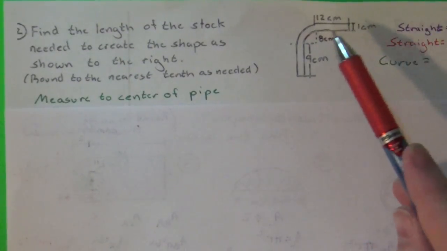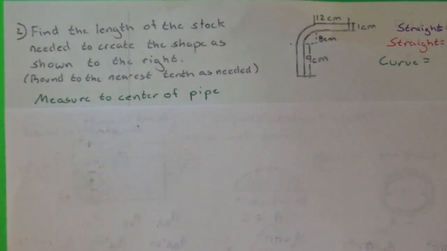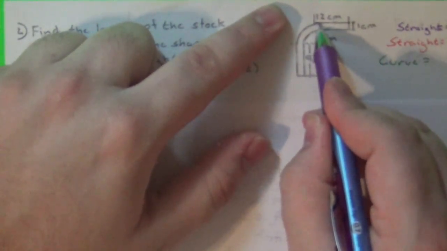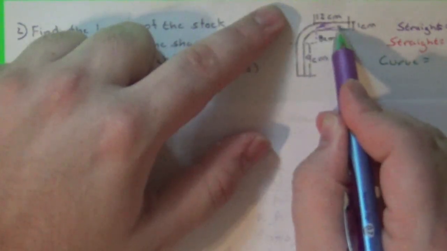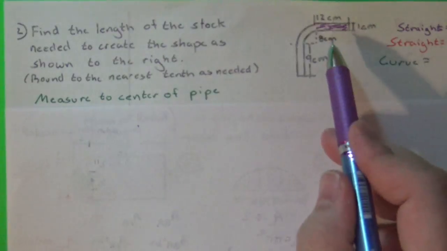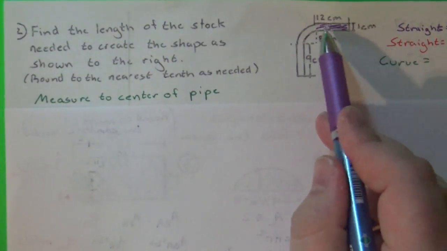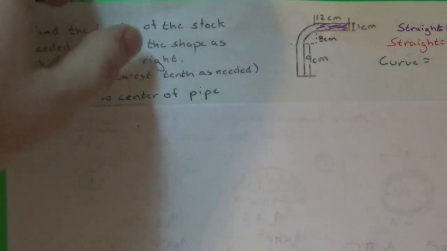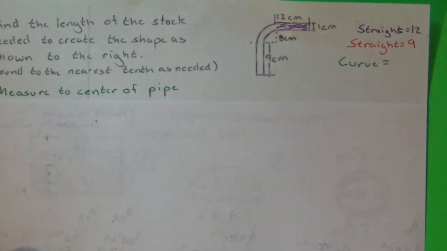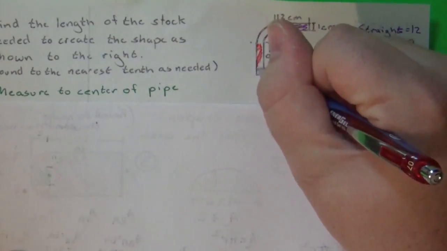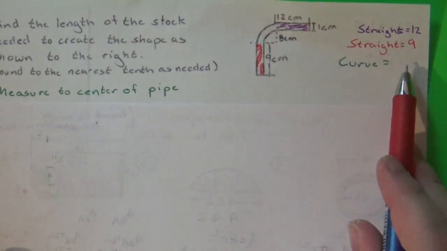First off, you need to realize that there are 3 shapes here. The first one is a straight shape, which is right here. Okay, I'll color this in. Just because I'm coloring this in doesn't mean I'm looking for area. I'm looking for length. I'm just coloring it in so you can see the shape. So I have one straight shape, and that's worth 12 centimeters. Then I have another straight side, which is right here, and that's worth 9.